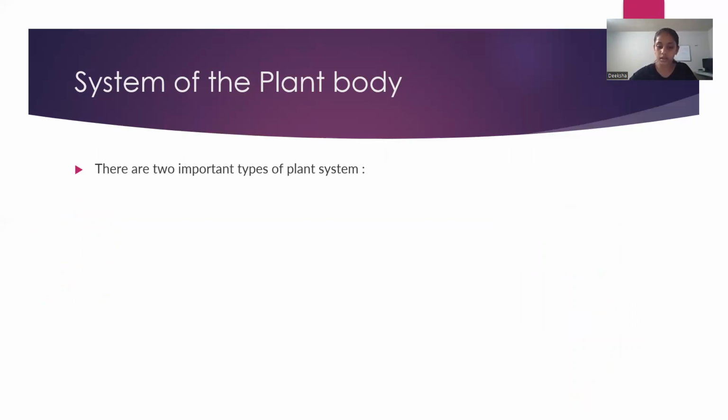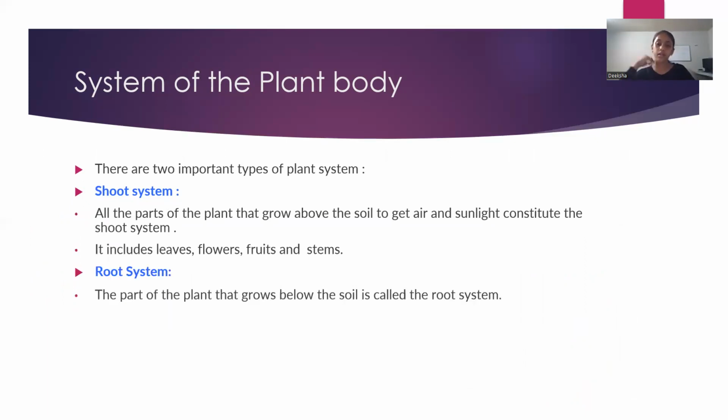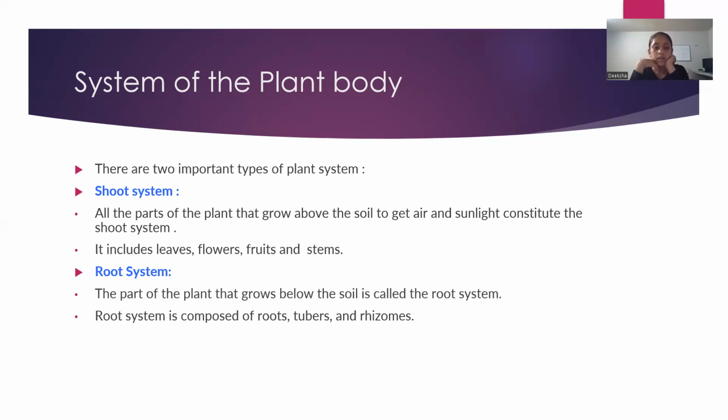Now, the system of the plant's body. See, there are two types of system. One is your shoot system, okay? Another is your root system.